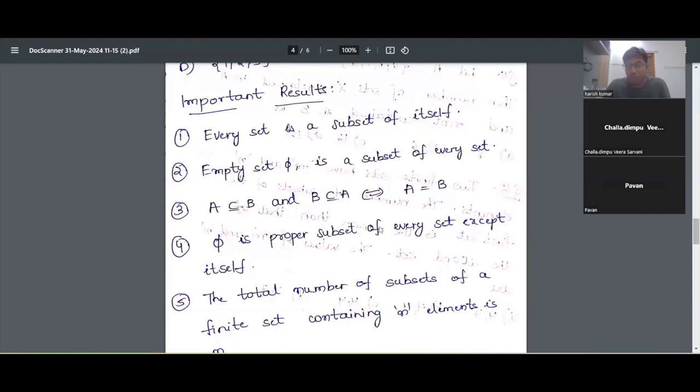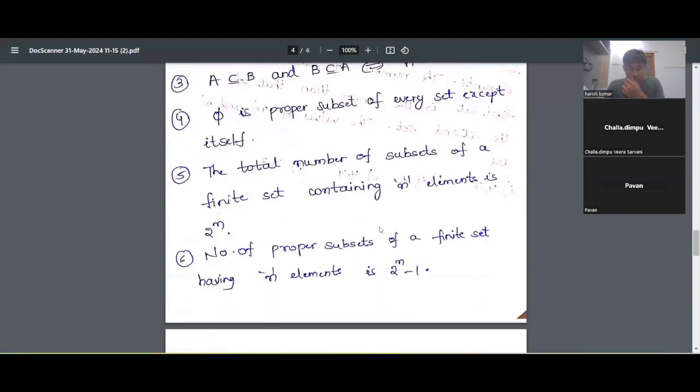Empty set is a proper subset of every set except itself. Again, true. This is important. The two statements, fifth and sixth, are important. The total number of subsets of a finite set containing n elements is 2 to the power n. This we will learn in the permutations and combinations chapter, but as of now, just try to remember it.